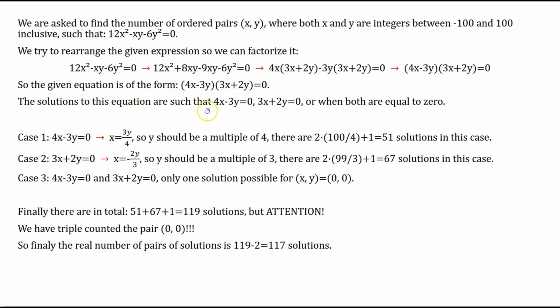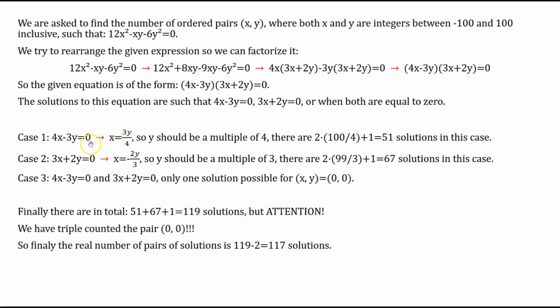The solutions to this equation, of course, are such that the first expression is equal to 0, or the second expression is equal to 0, or both expressions are equal to 0. We will try to solve these cases separately and to count at the end the pairs of ordered numbers x and y. The first case is when 4x minus 3y is equal to 0.